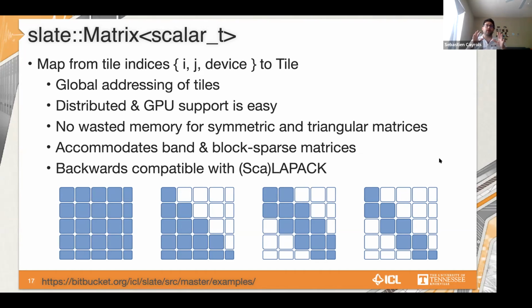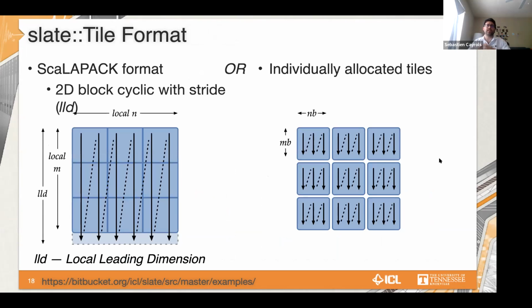So this is great, but it is also helpful because we would like to be backward compatible with LAPACK and ScaLAPACK. So let's look at what a tile is. We want to be able to use the ScaLAPACK format or our current tile format. Let's start with the ScaLAPACK format. In ScaLAPACK, it's a 2D block cyclic layout, as Daniel said. The idea is you allocate one big chunk of memory. You have your local M, and you have your local leading dimension. In this, you can create tiles. So you just cut it into pieces, and you're fine.